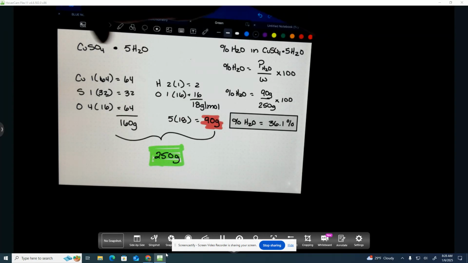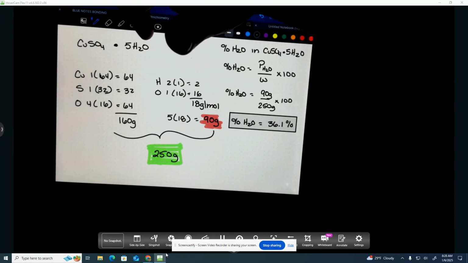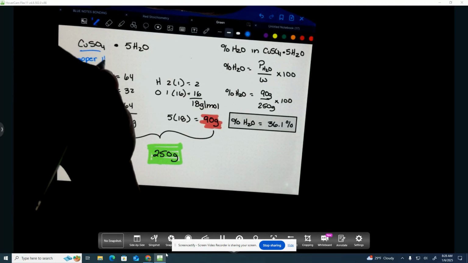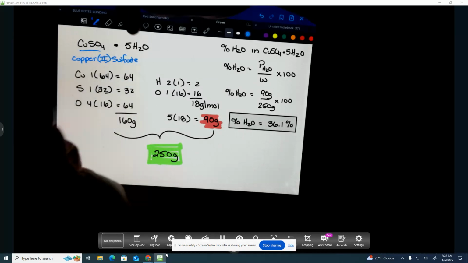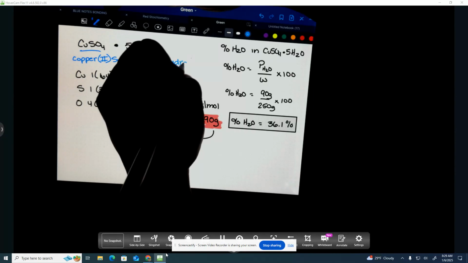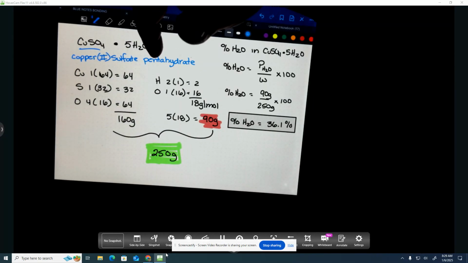This thing right here is called a hydrate. It is a hydrate because it has water attached to it. Anytime you have a salt, and this copper 2 sulfate is a salt, with water attached to it, it is called a hydrate. Now, let's see how we name this hydrate, just for fun. Copper 2 sulfate. What's the prefix for 5? Pent. Pentahydrate. Copper 2 sulfate with 5 waters attached to it. Copper 2 sulfate pentahydrate.